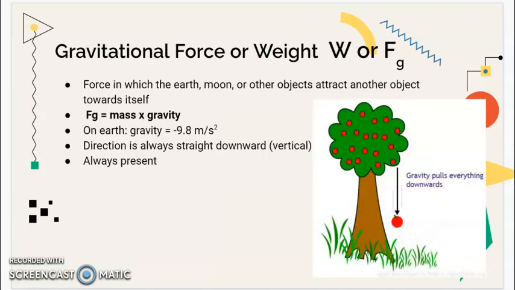Then we've got gravitational force, or weight. This is the force from the Earth, Moon, or other objects pulling objects towards itself. The acceleration here is the acceleration due to gravity. The Earth is pulling things toward it at negative 9.8 meters per second squared, and the direction is always straight down, even if we have a slant or a slope. And this force is always present, so it's always acting on whatever object we're talking about.